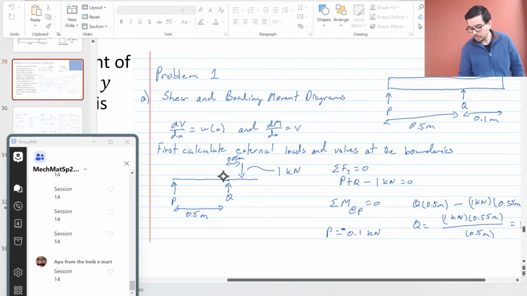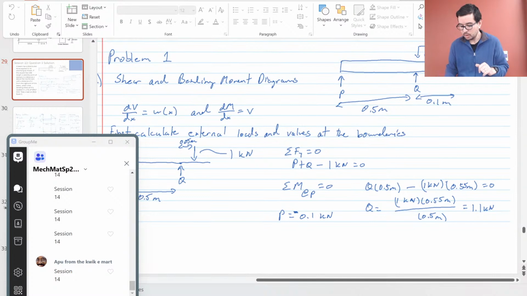We want to figure out the equivalent external load. It's 1 kilonewton, acting halfway in between the ends of the beam. So when we do equilibrium on the entire system, for the forces we have P plus Q minus that 1 kilonewton.